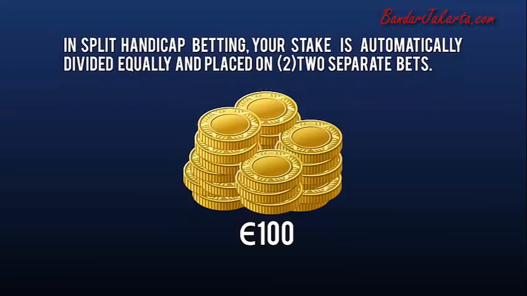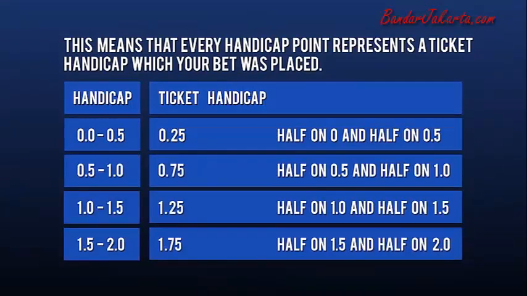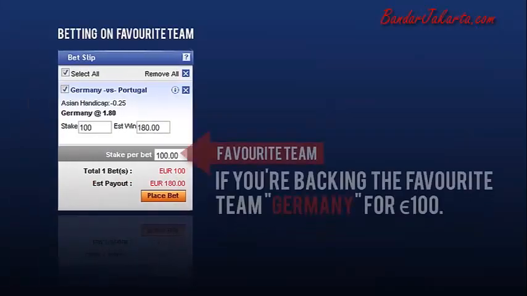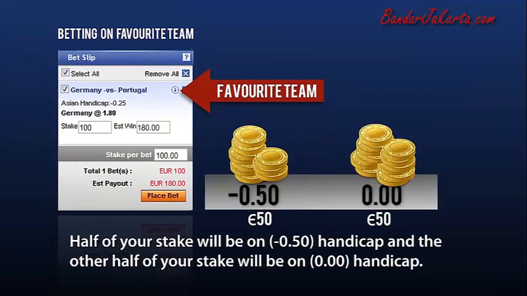In split handicap betting, your stake is automatically divided equally and placed on two separate bets. This means that every handicap point represents a ticket handicap, which your bet was placed on. Let's use 0.25 handicap, sometimes referred to as a quarter ball handicap, as an example. If you're backing the favourite team for €100 at odds of 1.8, half of your stake will be placed on a minus 0.5 handicap, and the other half on a draw handicap shown as 0-0.